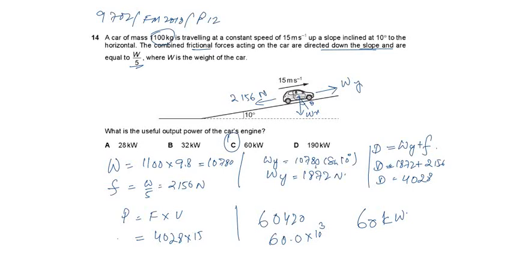A car of mass 1100 kilogram is traveling at a constant speed of 15 meters per second up a slope inclined at 10 degrees to the horizontal. The combined frictional force acting on the car is directed down the slope and is equal to W over 5, where W is the weight of the car. What is the useful output power of this car's engine?